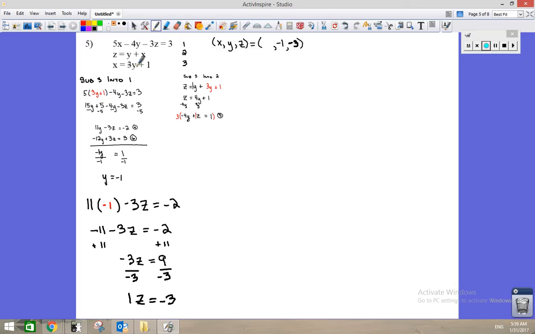I'm going to go ahead and use equation 3 because it already tells me that x equals. It tells me that x is equal to 3 times y plus 1. But I know what y is. Why do I have to write y there when I know y to be negative 1? So I've got that x is negative 3 plus 1, which is negative 2.